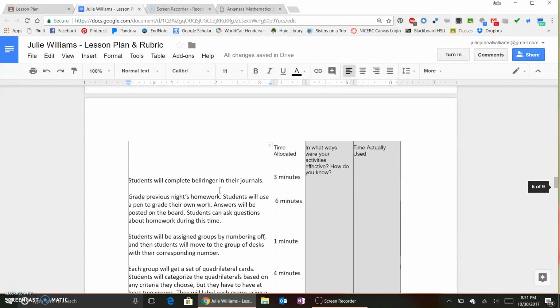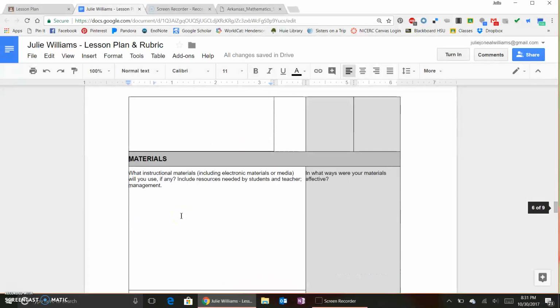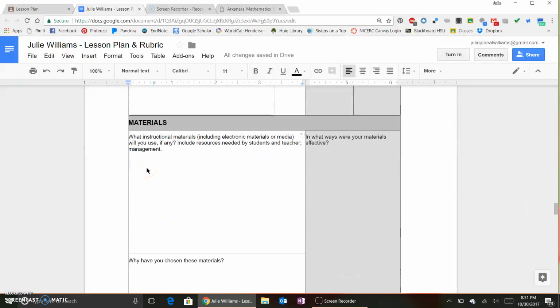Okay, so then I'm going to come up here. I'm going to go to materials. So I'm thinking, what materials do I need for this? Well, one, I need sets of quadrilaterals printed on cardstock. Each set will be a different color. Now this is really important to me because I make them different colors, so that way if one kid drops one, I know that goes with the blue group. Or you could also number the back of each set is another way. So that's, I need that.